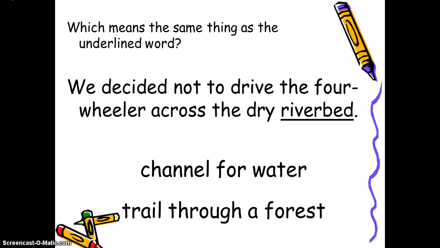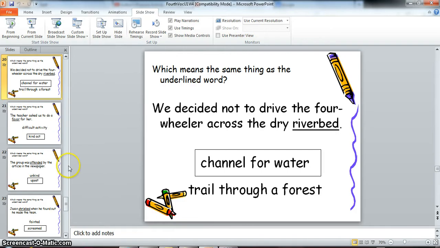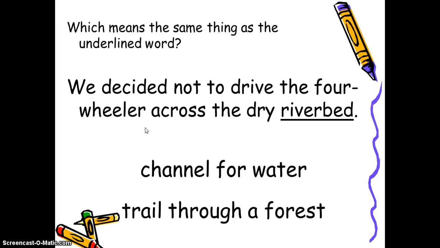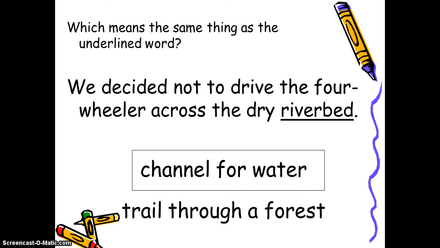We decided not to drive the four-wheeler across the dry riverbed. Is that a channel for water or a trail through a forest? If you said channel of water, you're absolutely correct, because we know that channel of water could be used in the context instead of riverbed, and we know that a riverbed can be where the water used to run or where the water is currently running.